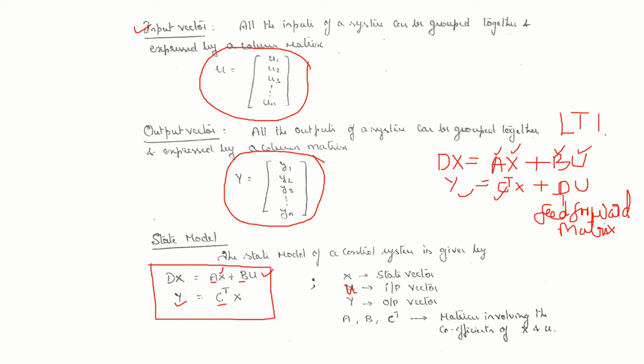This is for linear time invariant system. If it is a time variant system, then matrix A will become a function of t, B will also become a function of t, C will also become a function of t and D will also become a function of t. Then it is a time variant system. Anyway, we are talking about LTI system, so we do not have to bother too much about it.